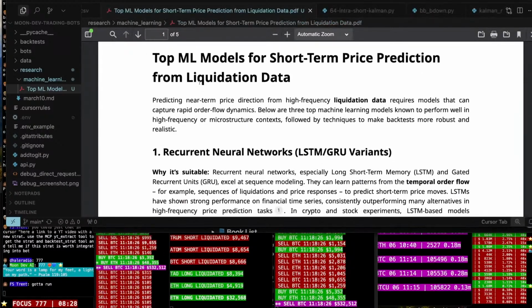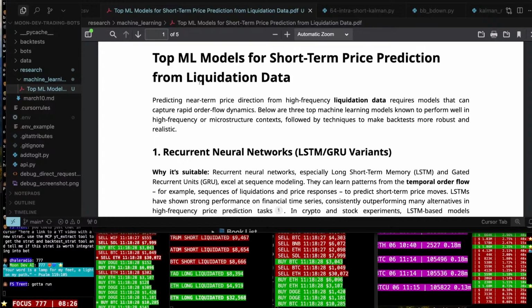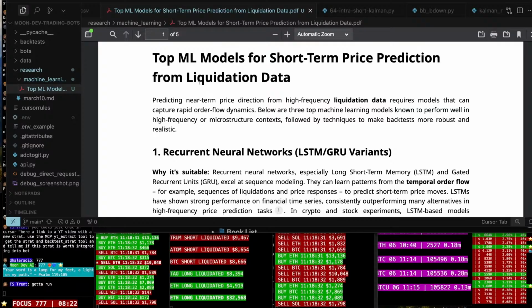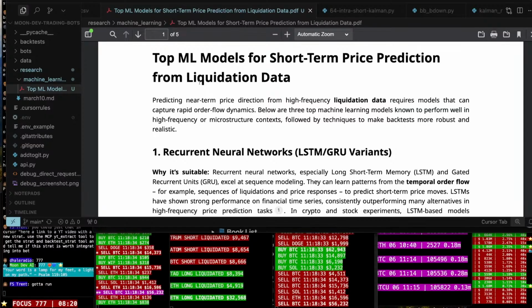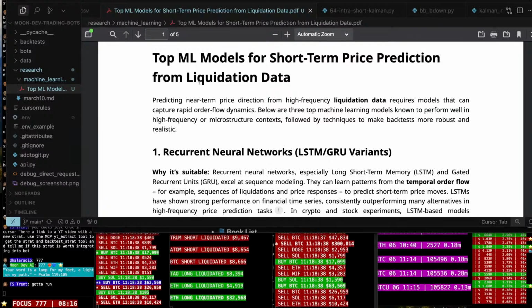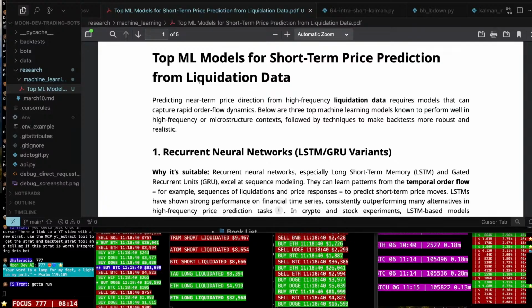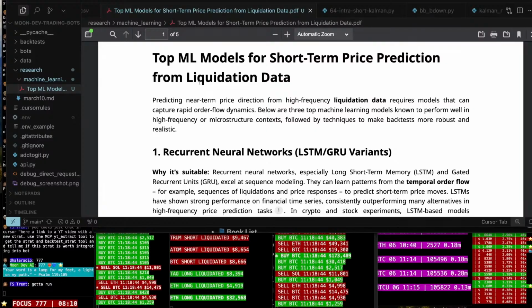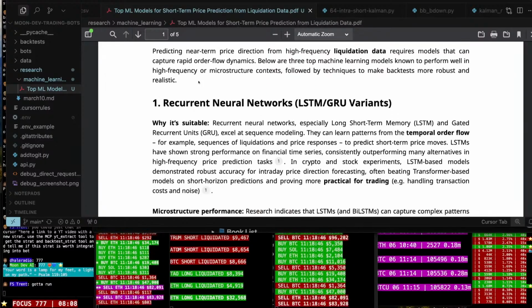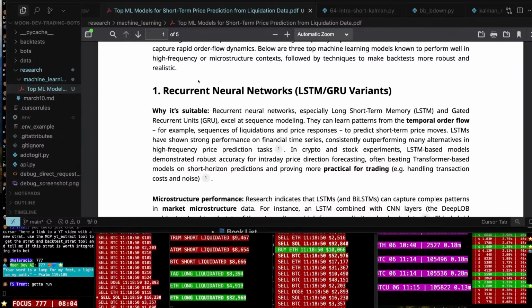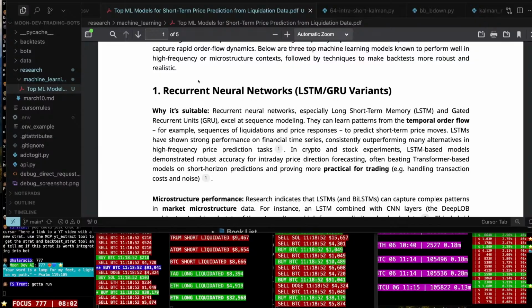Predicting near-term price direction from high-frequency liquidation data requires models that can capture rapid order flow dynamics. Below are 3 top machine learning models known to perform well in high-frequency or microstructure contexts, followed by techniques to make backtests more robust and realistic. So we could use an RNN, which is a recurrent neural network. Why it's suitable.